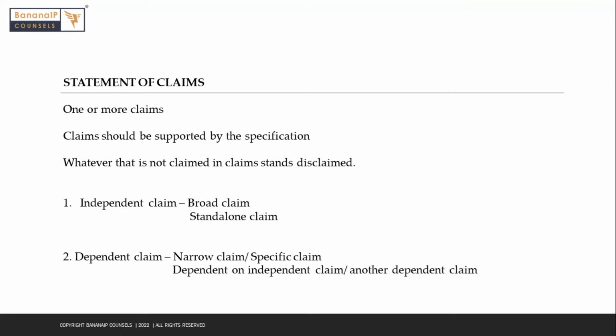And whatever is not claimed in the claims will stand disclaimed. Let's say we have a main feature which is not claimed in the claims and we have a reference to that in the detailed description, then bringing that element back into the claims will not be possible. There are two types of claims. One is the independent claim, which is a broad claim or standalone claim. Next is a dependent claim, which is a specific claim, and it is dependent on the independent claim or another independent claim.